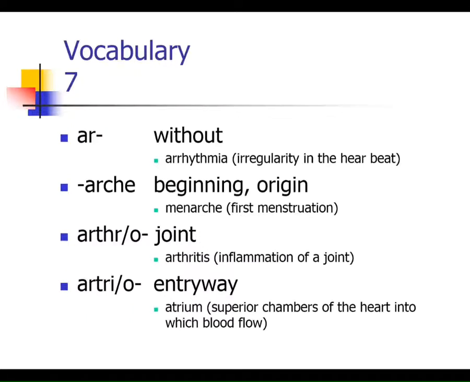And ar, it also is a negating term. So we had a, an, and ar. You could throw them all on one slide if you wanted to, on one post-it note or flashcard, because they all mean without, as in the example of arrhythmia, right? Having without a normal rhythm. Archy, the beginning of something or the origin of something. Menarche, the first menstruation, as an example.